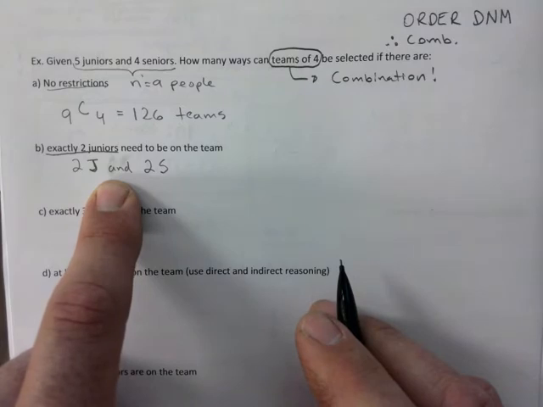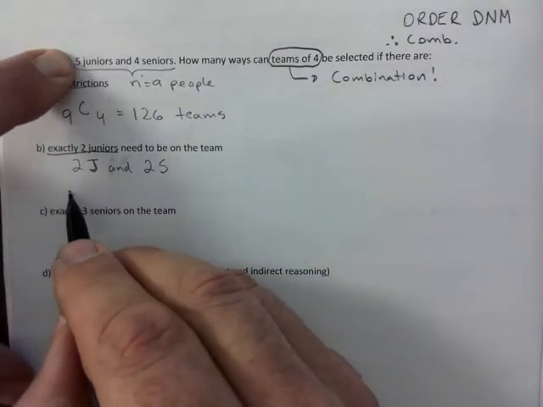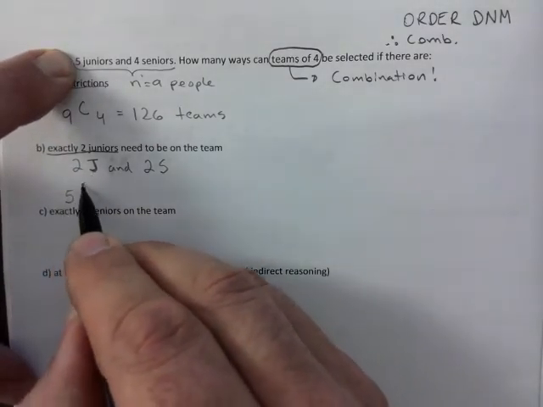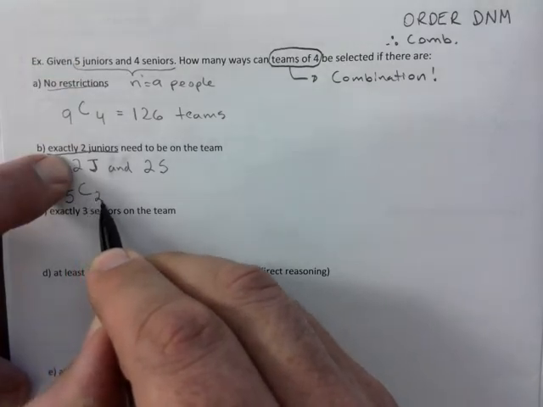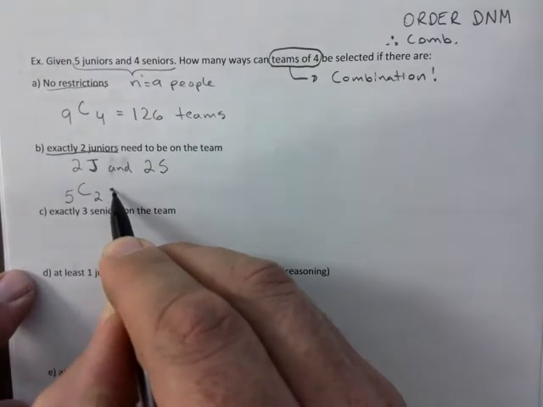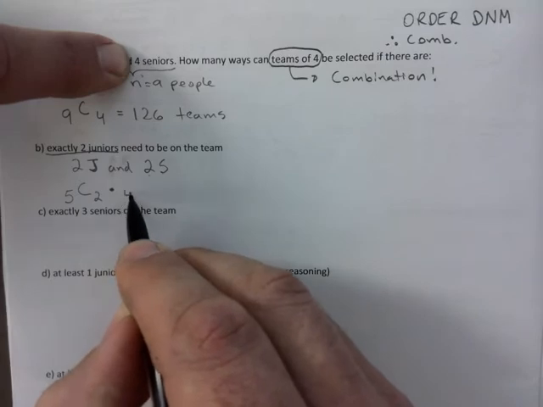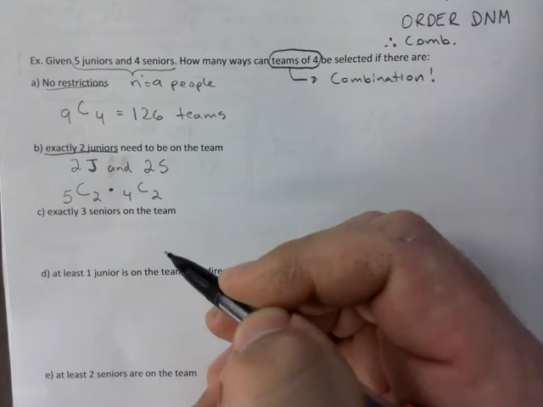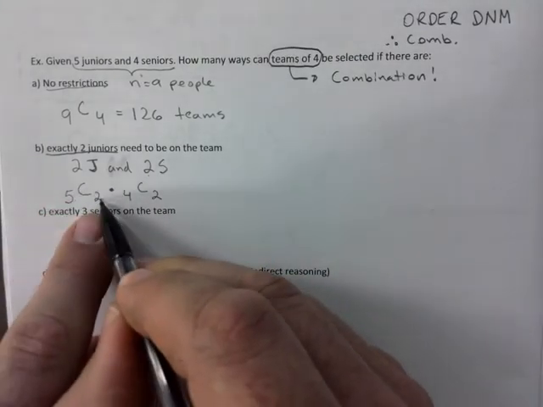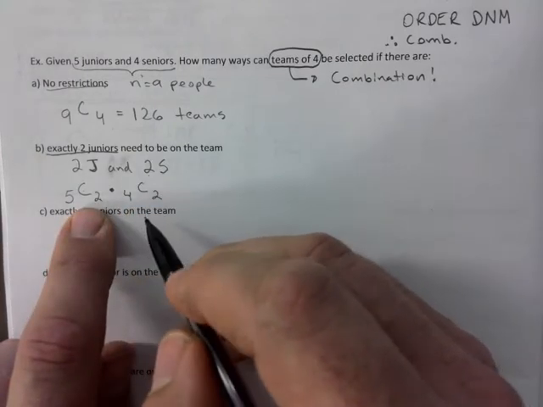What does "and" stand for in math? Times. So that means, watch this, how many juniors do you have? 5. So from the 5, I choose 2, got it, times, how many seniors are there? I have 4 seniors, and I have to choose 2. So 5 choose 2, and from the 4 seniors, choose another 2, because you need a team of 4.